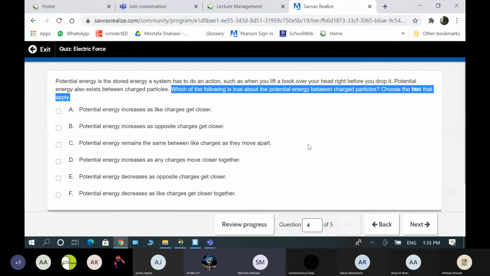A, potential energy increases as like charges get closer. B, potential energy increases as opposite charges get closer. C, potential energy remains the same between like charges as they move apart. D, potential energy increases as any charges move closer together. E, potential energy decreases as opposite charges get closer. F, potential energy decreases as like charges get closer together. What's the right answer? We have to choose two that apply.